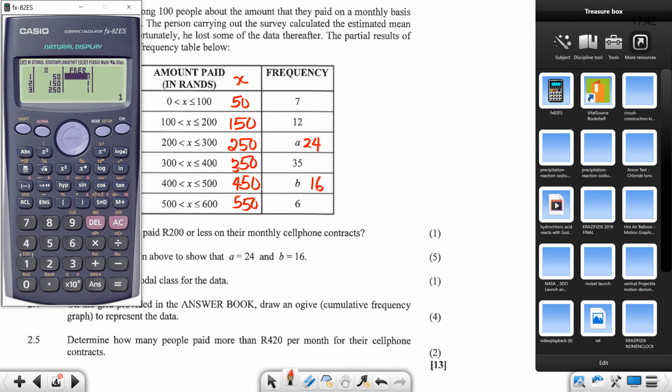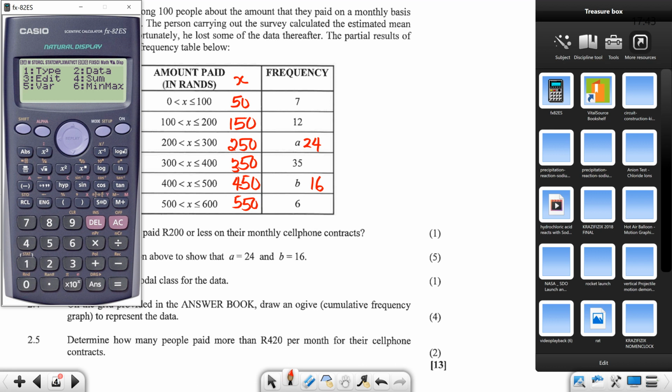What's the first frequency? 7. Next one, 12, 24, 35, 16, and 6. All right. What do I do after that? AC, then shift. People always ask, how do I remember shift 1? If you check 1, there's statistics written on it. So that's just what you do. Shift 1. Now what do we type? VAR, right?